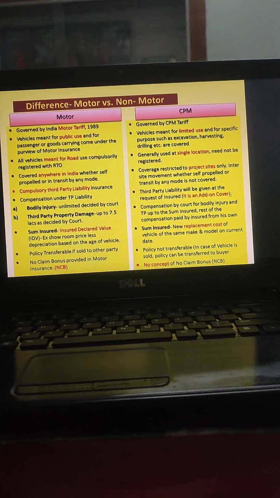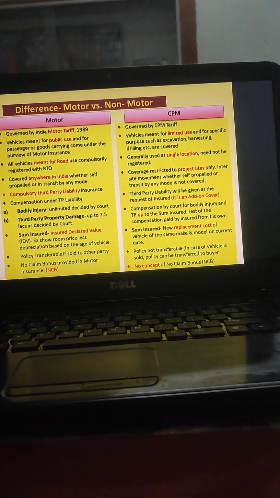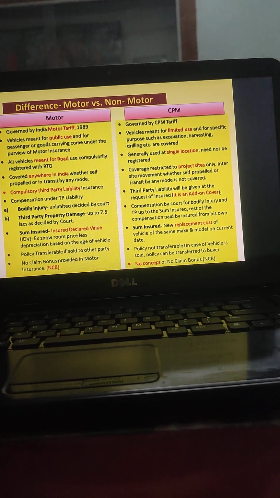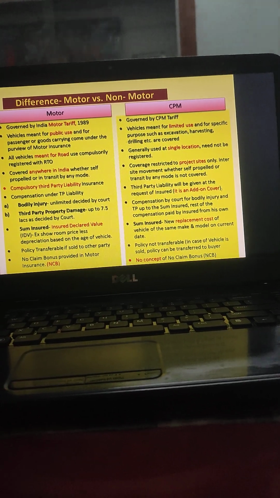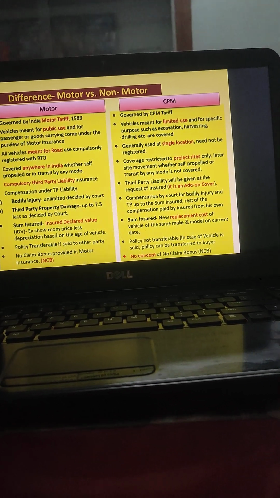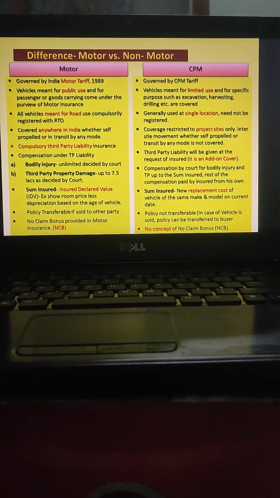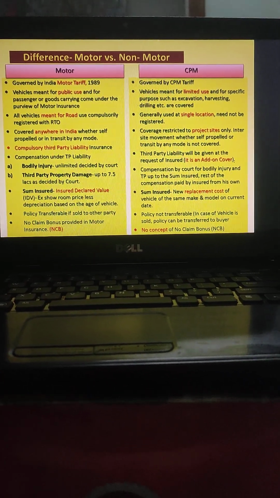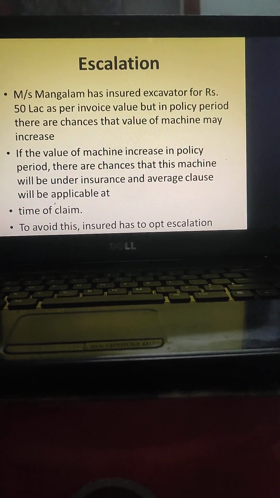Both CPM and motor policies are transferable. In case the vehicle is sold, the policy can be transferred to the buyer under both CPM and motor. But no claim bonus is provided in motor insurance only. There is no no claim bonus in the CPM. So this is the basic difference under the policy.